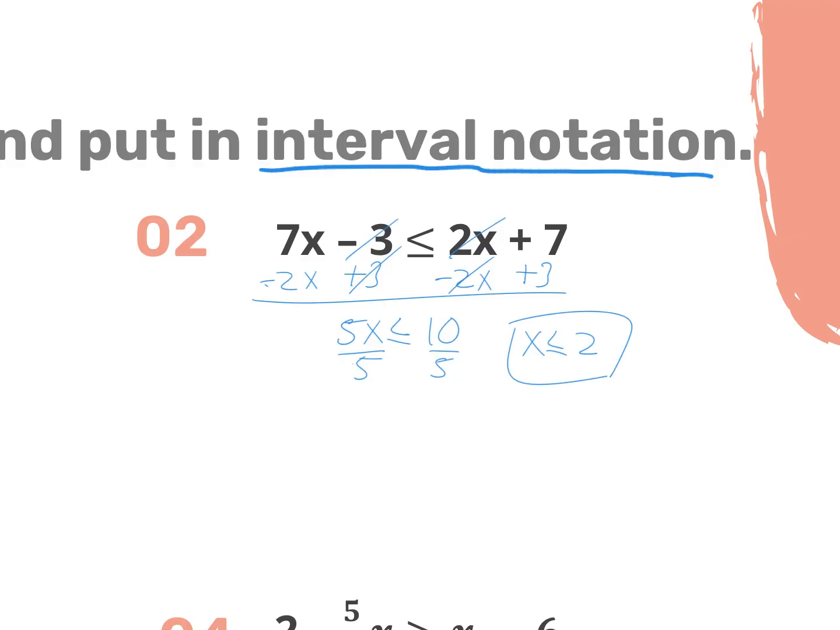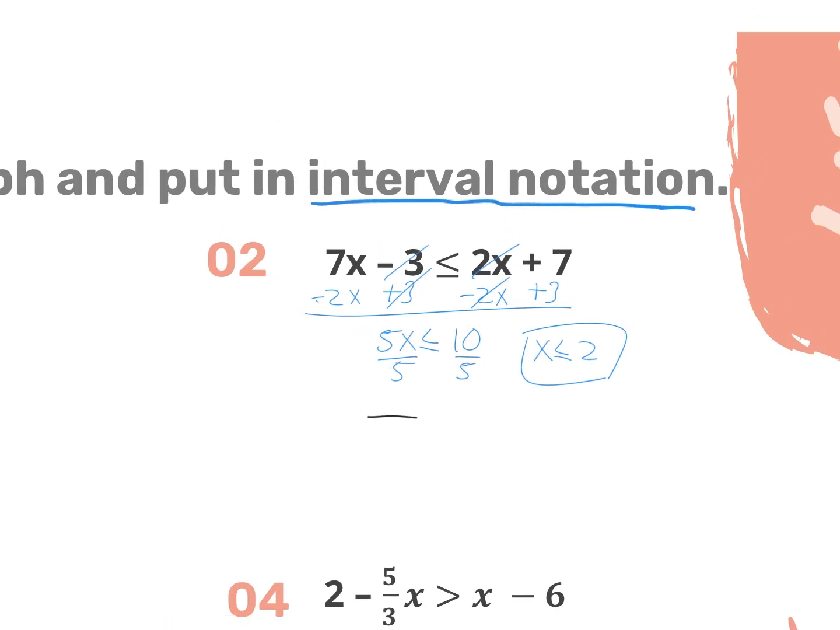And so this is our answer as an inequality statement. Now let's do the same thing on a number line. I would plot a point at 2, because this is with equality, I see that line underneath. This is going to have a closed circle, and anything less than 2 is going to be shaded in this direction, to the left. So this is our answer as a graph.